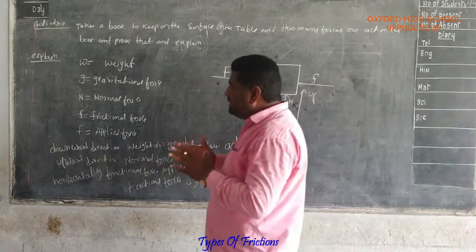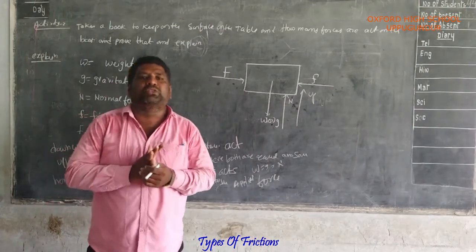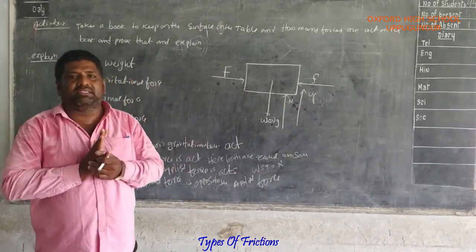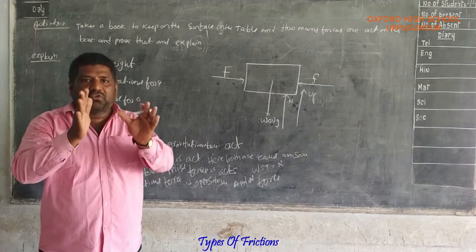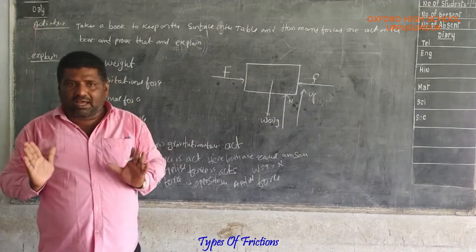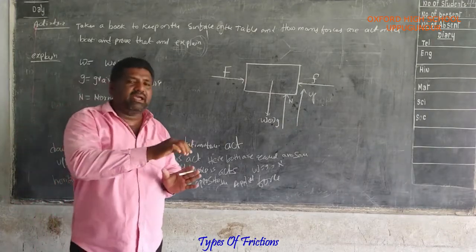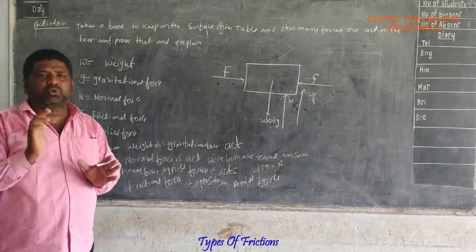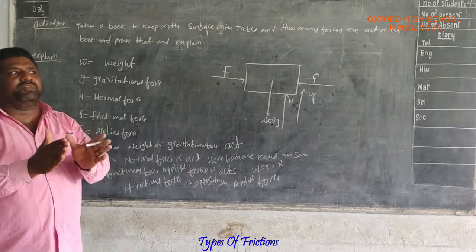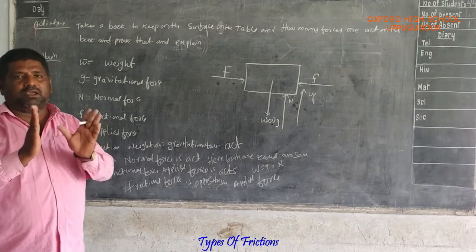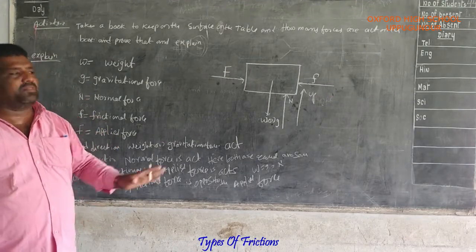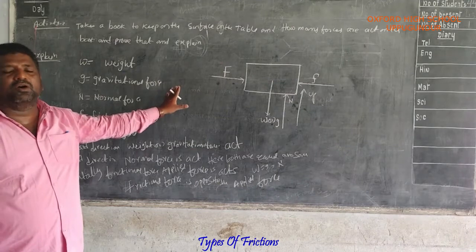So today in this class we learned about two activities. One is to prove that frictional force is proportional to the normal force. It is the one activity. Next, the second activity: one book is kept on the surface of the table, how many forces are acting on the book, and explain and prove it.